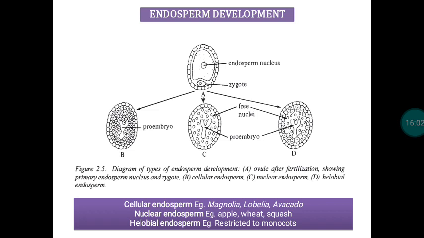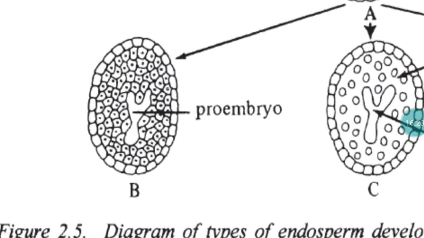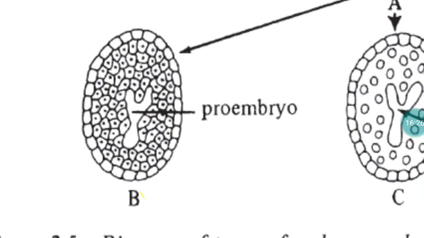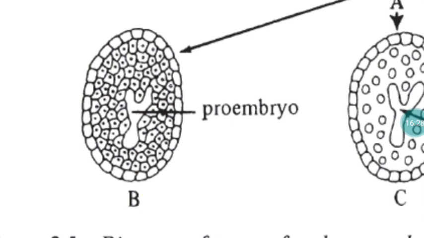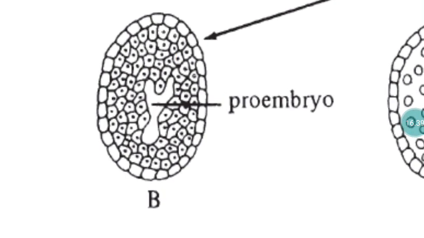So here, based on that cell division and organogenesis process, the endosperm development is also divided into three types: cellular endosperm, nuclear endosperm, and helobial endosperm. In the case of cellular endosperm, the cell division is associated with cell wall formation. Immediately when the cell division is over, the nucleus will be well surrounded by the cell wall. There won't be any free nuclear stage in the cellular endosperm type.